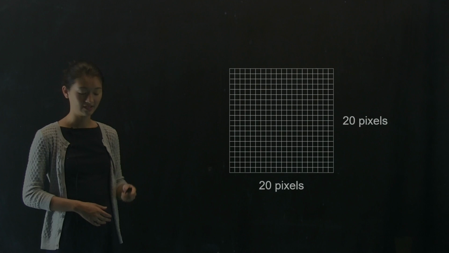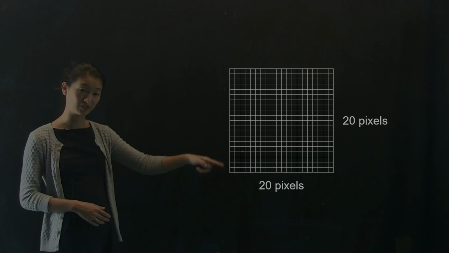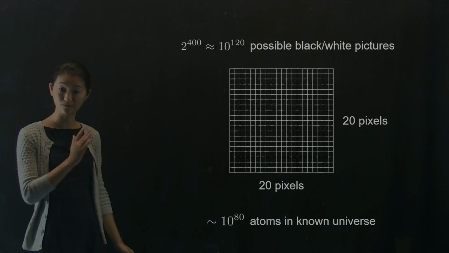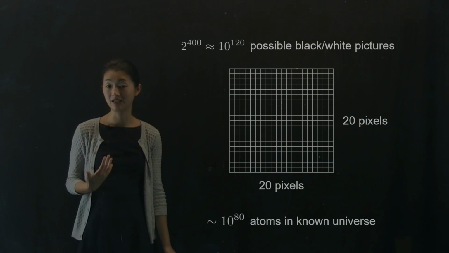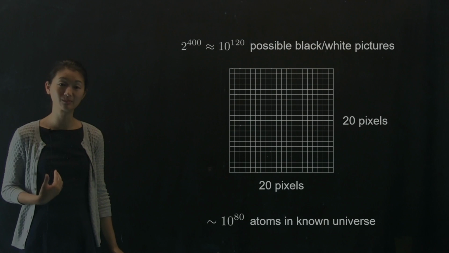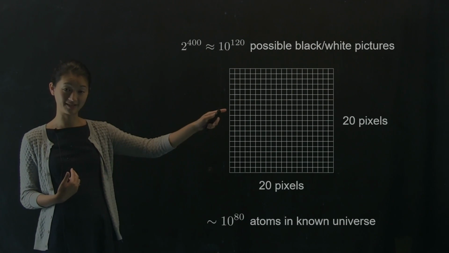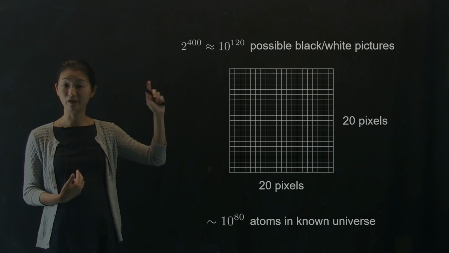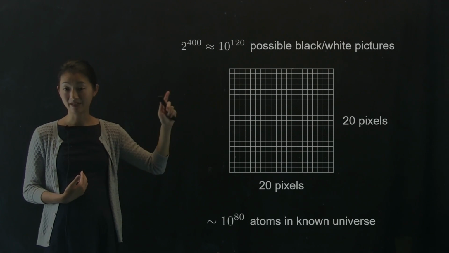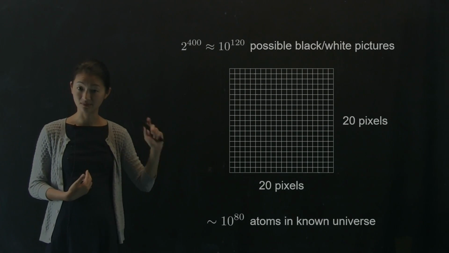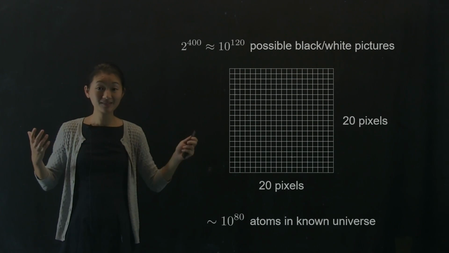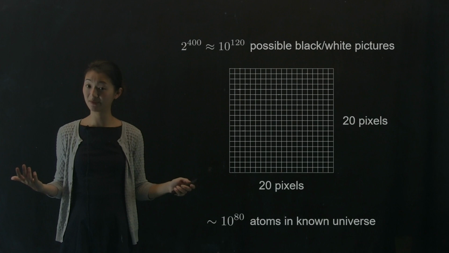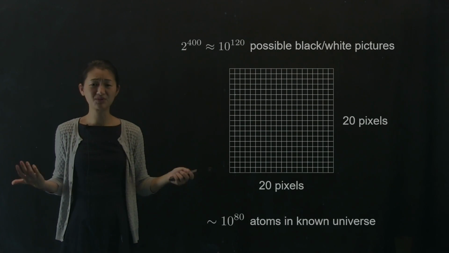Now the answer is 2 to the power of 20 times 20. So it's 2 to the power of 400. And that turns out to be approximately 10 to the 120 possible black and white pictures of this size. Now, this is a very, very large number. To give you an idea of how large this number is, I will tell you that there's only 10 to the 80th atoms in the known universe. And this is only a really tiny little image. It's only 20 pixels by 20 pixels. What can you even do with that, right?